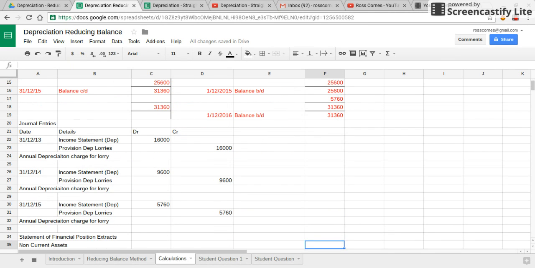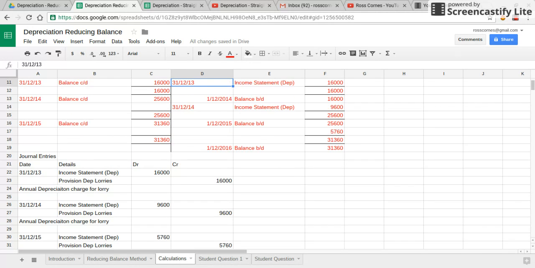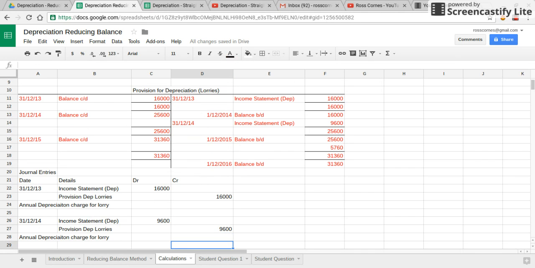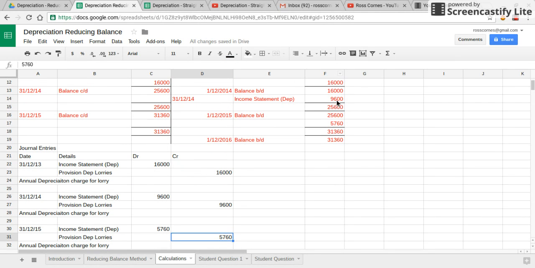Journal entries look exactly the same as we did last time, but obviously with different figures. This time I'll put the commentary in, which you'll normally need to do in an exam. So we've got a debit entry straight into the income statement for depreciation of 16,000 for year 1, and therefore we've credited the provision for depreciation account. In year 2, we credited the provision for depreciation account for 9,600 because we made a debit entry straight into the income statement for 9,600. In year 3, we credit the provision for depreciation account 5,760 and debit the income statement.